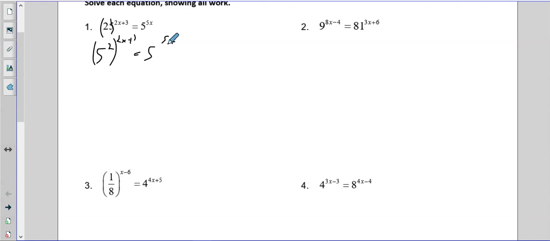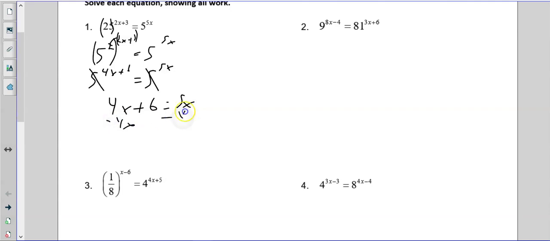Now, all we're going to do is distribute this 2 to here. So that's 5 to the 4x plus 6 equals 5 to the 5x. And once the bases are the same and everything's simplified, that's all we have. 4x plus 6 equals 5x. Subtract 4x, subtract 4x, x equals 6.